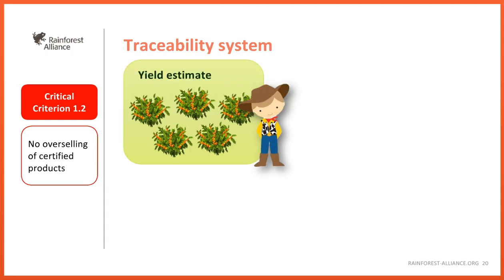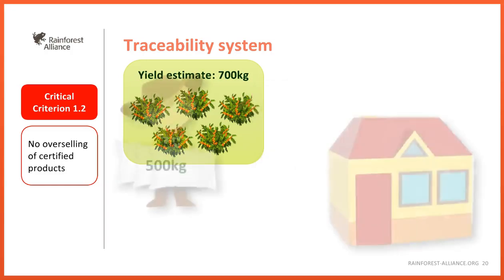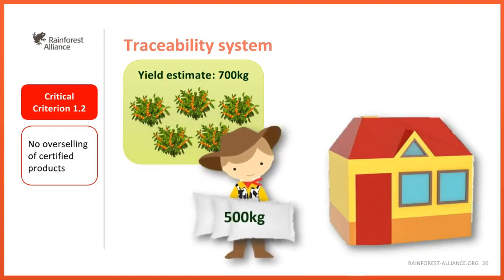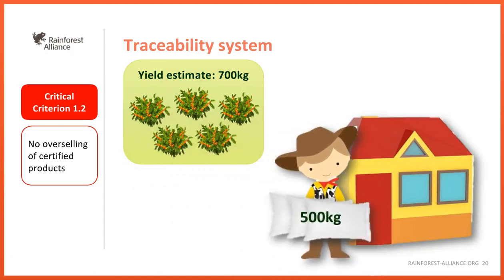For example, a group member's yield estimate for this year is 700 kilograms. If this producer brings 500 kilograms of harvest to the group's collection center, then it is likely that this producer is only bringing his own harvest.